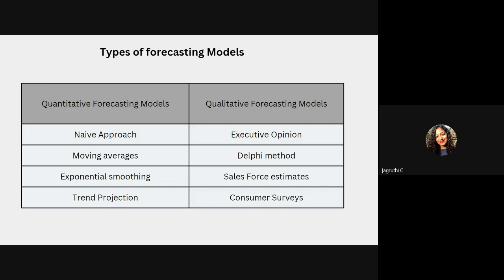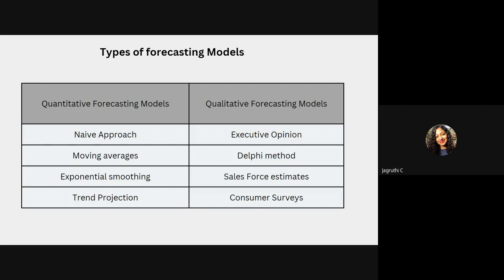Now, moving on, talking about trend projection. Here, we look at the trend line for the past few periods, and then we decide that, since last year this was the trend, probably this year also we will be looking at the same kind of trend, things like that.